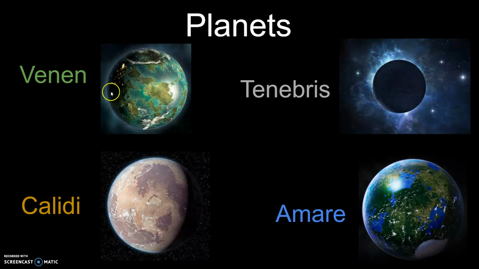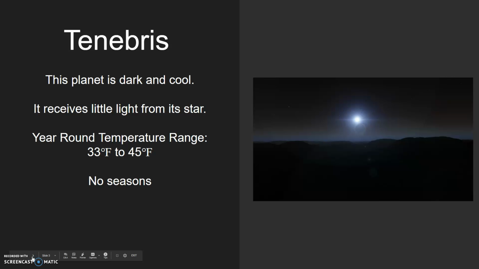The planets are Vennen, Tenebris, Khalidi, and Amare. Okay, we're going to start with Tenebris. Tenebris is a dark and cool planet. One of the reasons that it's dark and cool, actually the major reason, is because it's so far from its star.